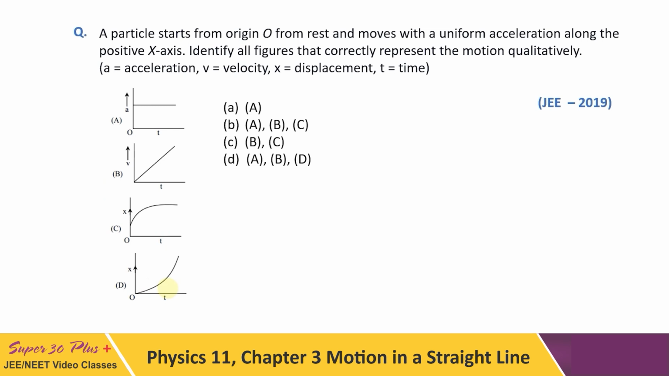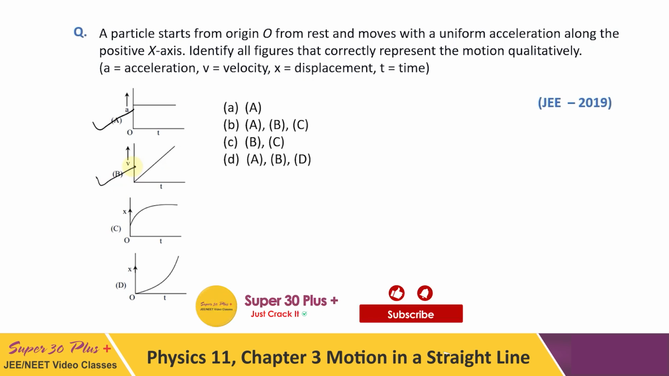Now since the particle is starting from rest, the initial velocity has to be 0, right? Also it is moving with uniform acceleration along the positive x-axis, so this has to be correct because it is showing that acceleration is positive and it is constant throughout the journey. Now let us analyze the second one. Here velocity is starting from 0, that is correct, and since acceleration is constant, velocity has to be a straight line. Also acceleration is positive, so velocity must increase linearly with time. Graph B also is correct.